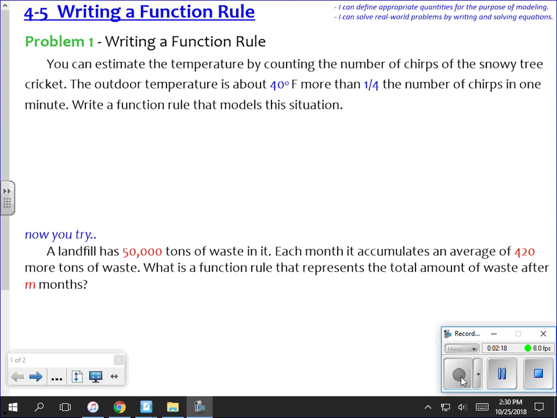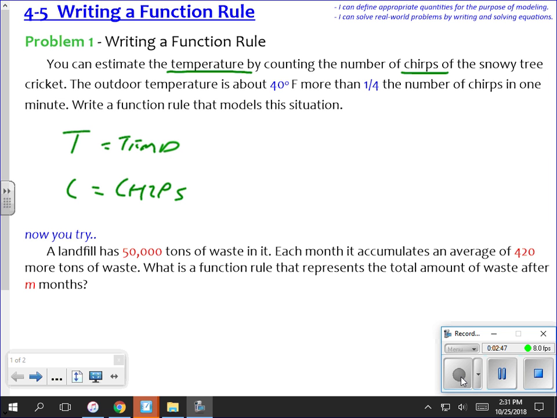You can actually predict the temperature and get a reasonable estimate. So the first thing I need to do is come up with a couple of variables. The two things we're talking about are temperature and chirps. So I would use T for temperature, and we almost always use capital T for temperature. No matter what, it's almost always capital T. T for temperature, C for chirps.